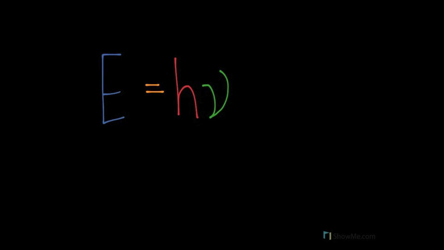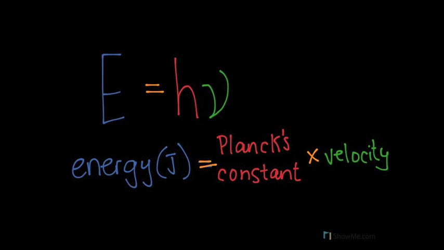To calculate ionization energy, we use the formula E equals hv, where E equals energy in joules, h equals Planck's constant, and v is frequency. Frequency can be determined by the speed of light over the wavelength. Planck's constant is equal to 6.626 times 10 to the negative 34 joule seconds.